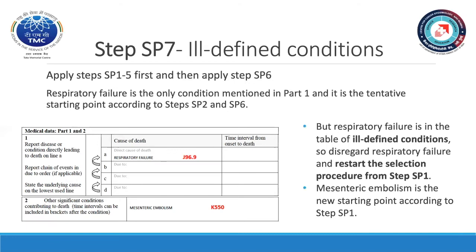Respiratory failure is the only condition mentioned in part 1, and it is the tentative starting point according to steps SP2 and SP6. But respiratory failure is in the table of ill-defined conditions. So disregard respiratory failure and restart the selection procedure from step SP1. Mesenteric embolism is the new starting point according to step SP1.